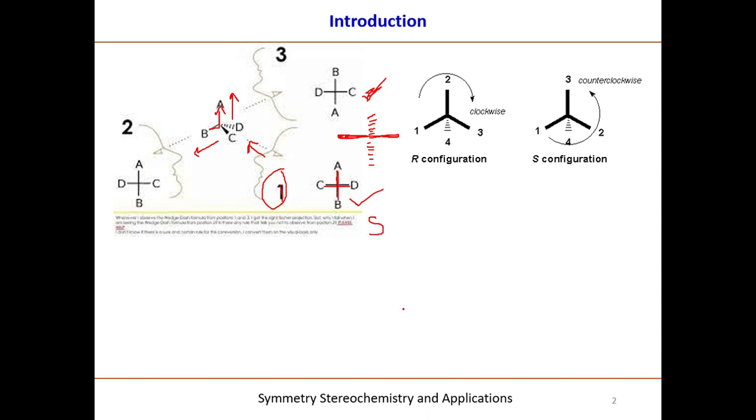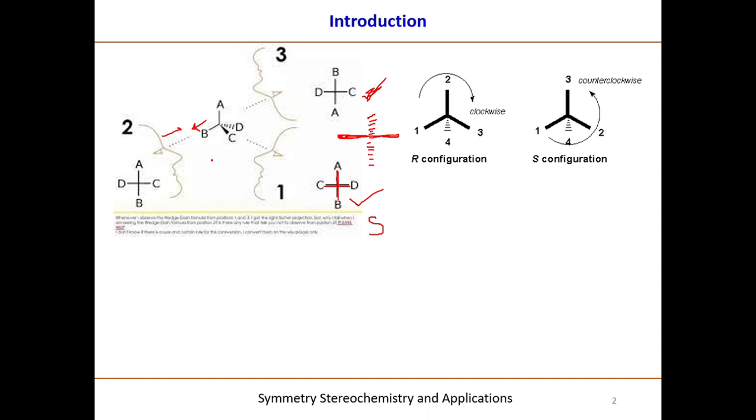Now in the second case, if we are looking from this side, right? First I will erase this one. Okay. If we are looking from this side, then A and B are not going away from ourselves. It's not going away from ourselves, but A and B are pointing towards ourselves. You can see here B is pointing outside, not going below the plane, and C and D are going below the plane.